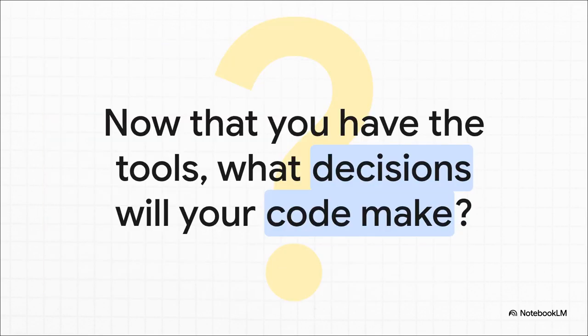And there we have it. We've gone from code that could only walk in a straight line to code that can actually think, evaluate conditions, and choose its own path. We've covered the basic if-else, the multi-option switch, and even glanced at some more advanced techniques. You now have the fundamental tools to make your programs truly intelligent and responsive. So the only question left is, what decisions will your code make?